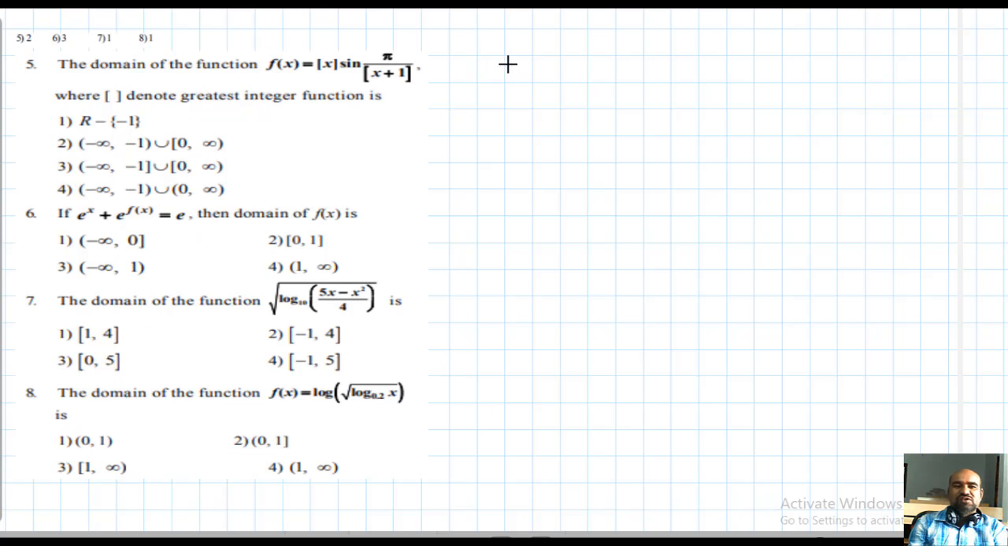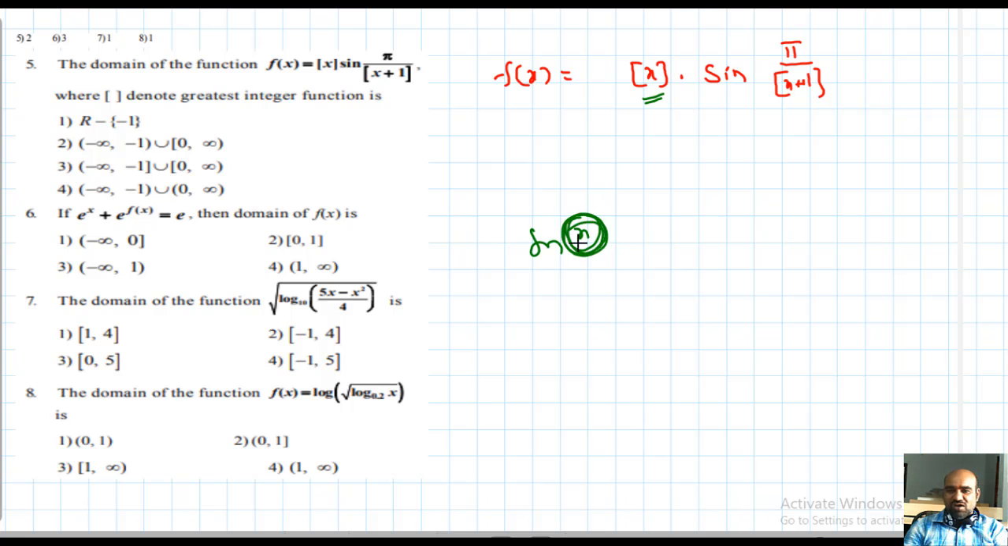See students, f of x is given as step x into sine of pi by step of x plus 1, integral part of x plus 1. Now we want to find its domain. Step x is defined for all real numbers. Put any x, it is defined. Sin x also is defined for all real numbers. But instead of x, what do you have? Pi by step of x plus 1.